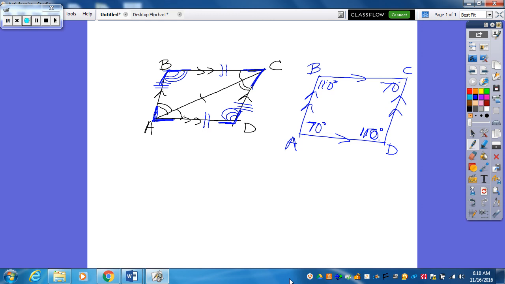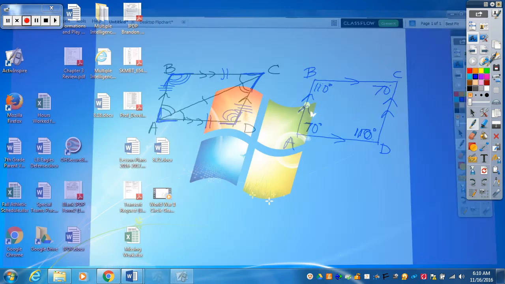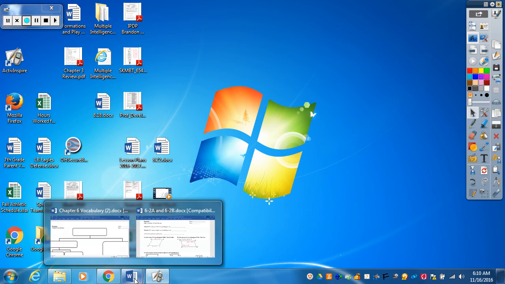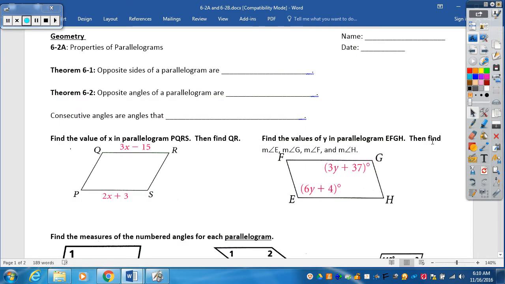So, the next thing I'd like to do, if we go back to the notes, the worksheet, let me pull that up real quick. Let's see here. Is that going to work? No? Okay. The next thing I'd like to look at is that last statement right there, which is this: consecutive angles are angles that.